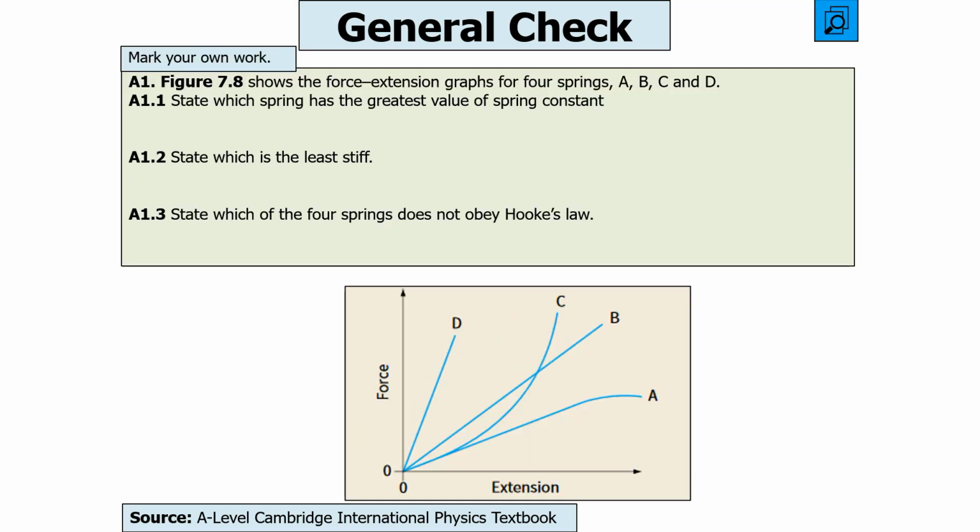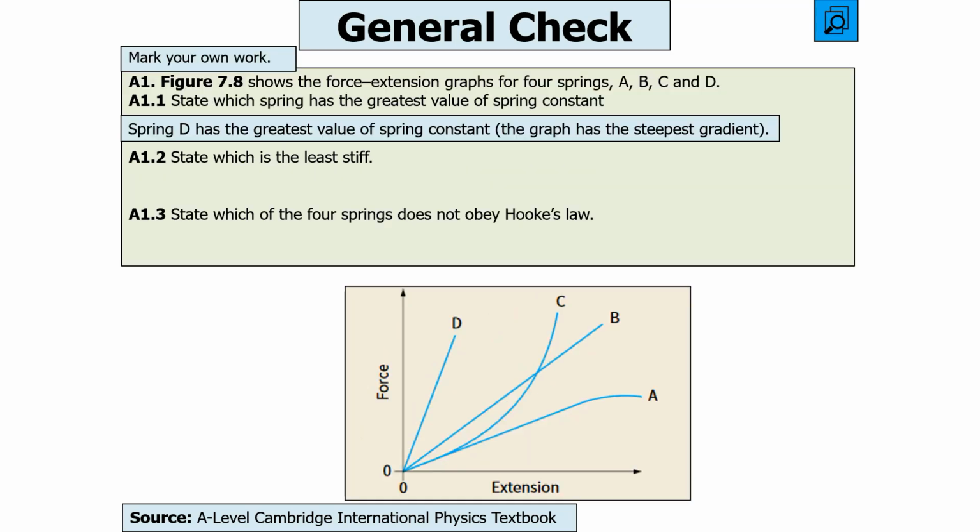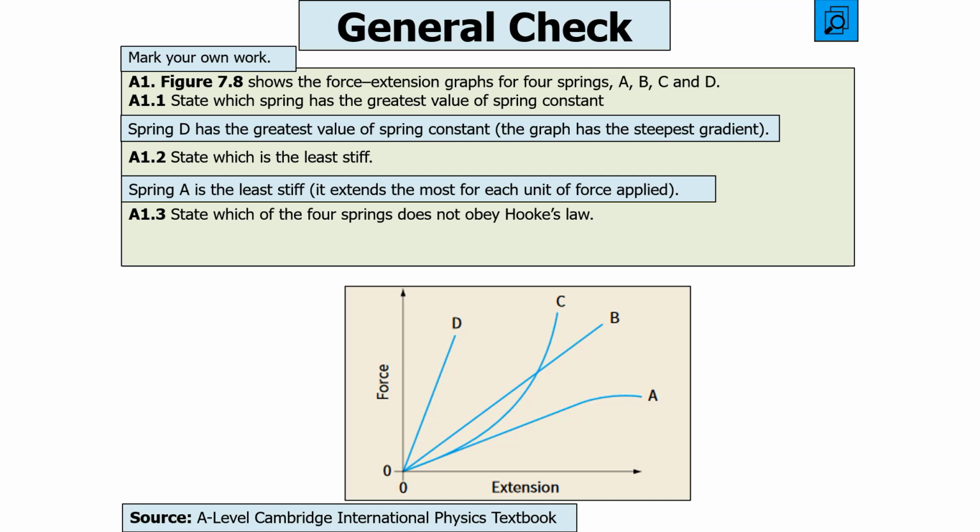Right, in this first one, we can tell you that D has the greatest value of spring constant, because in the force extension graph, the gradient is the spring constant, so D has the steepest gradient, so must have the highest spring constant. Spring A is the least stiff because it has the most extension for each unit of force applied, stiffness being the force per unit extension.